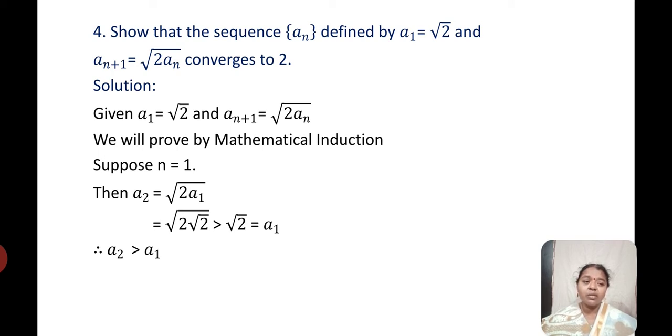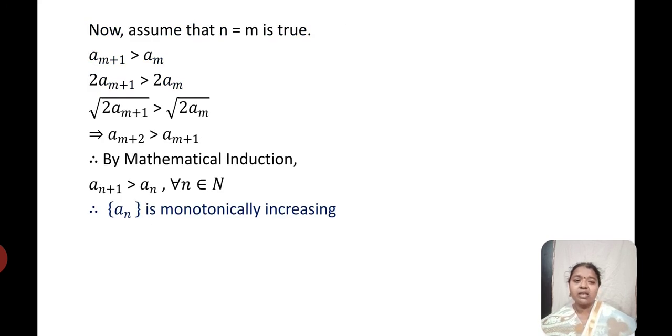The steps for mathematical induction are: we first prove it for n is equal to 1, then we assume it for n is equal to m, and then we prove it for n is equal to m plus 1. So starting, I take n is equal to 1. When I put n is equal to 1 in the a(n+1) term, I get a2 is equal to root of 2 times a1, and we know a1 is equal to root 2. So we get root of 2 root 2, which is obviously greater than root 2, that is equal to a1. Therefore, we have proved a2 is greater than a1.